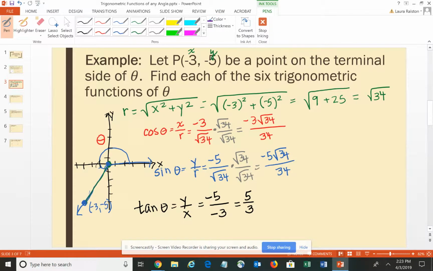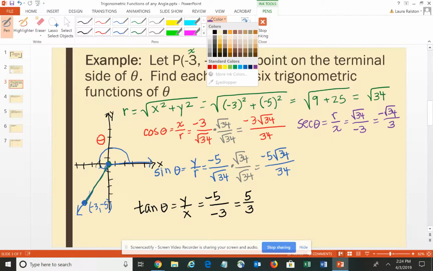Okay, so the reciprocal of cosine is secant theta, which is r divided by x, or in this case, the square root of 34 divided by -3. Now, normally we don't put the negative in the denominator, so I would bring it up to the numerator. So negative square root 34, all divided by 3.